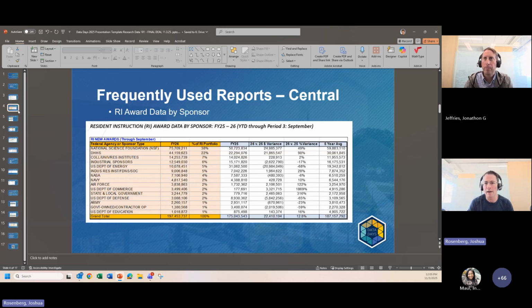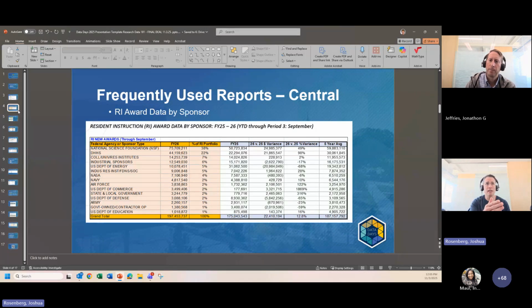So focusing more on the RI side, because that's the side that Jonathon and I represent, which is resident instruction or academic unit research. What you see here are award dollars by sponsor. This gives a good indication of where we're getting most of our research dollars from. You can see, especially in these first few months of the fiscal year, NSF and the Department of Health and Human Services, of which NIH is a huge part, account for 60% of the award dollars we've gotten this year.